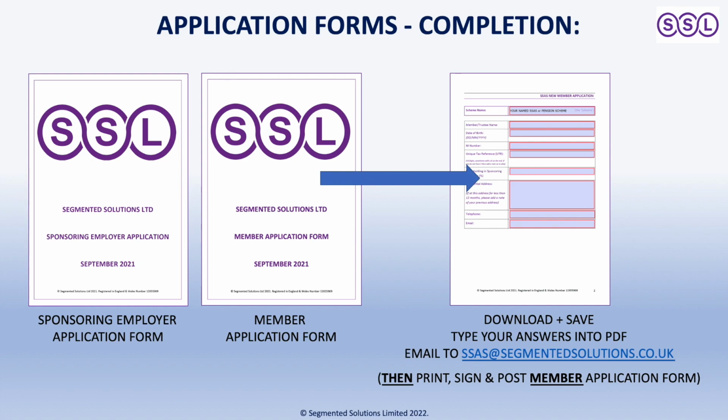The member application form, which does need to be signed, after you've emailed us the digital copy, you can then print it, sign it, and stick that in the post. So don't forget, the application forms, most important. We need the typed versions, the live PDFs emailed to us, and then you follow it up with the member application form being printed and put in the post.